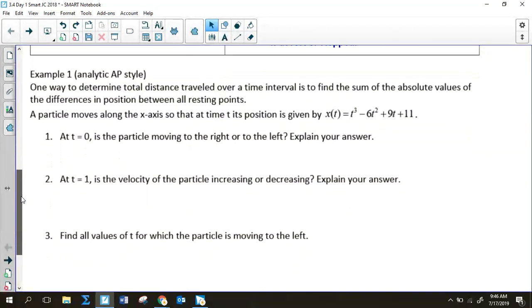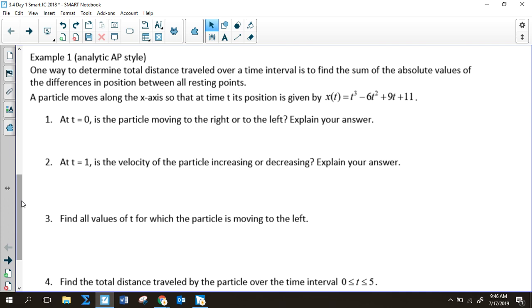Okay, so here's the first example. It is broken down for you in pieces, like one, two, three, four. Sometimes we'll just ask all the questions in one sentence. All right, so we're going to see how well I'm going to be able to write with this pen today.